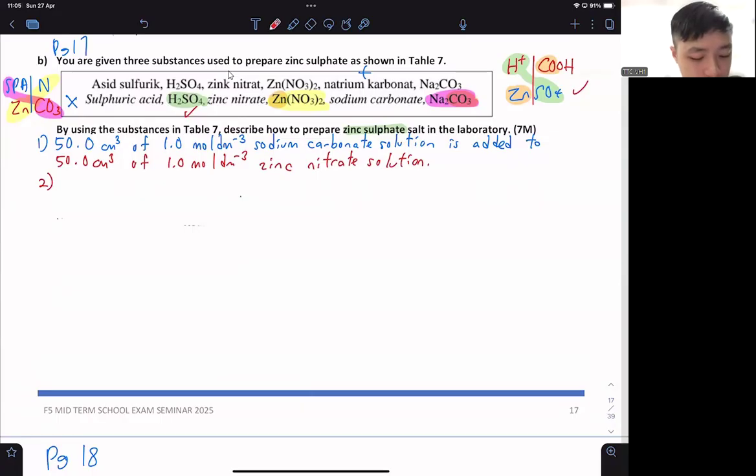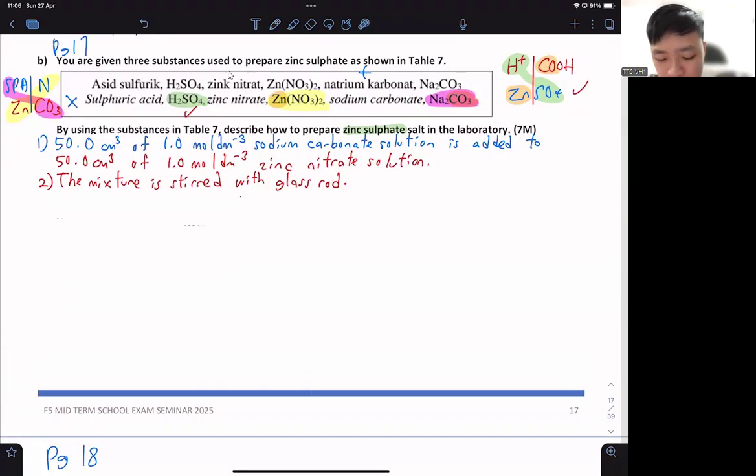And number two, the mixture. You have to stir, right? When you put inside the same beaker, you have to stir. Then the mixture is stirred with glass rod. Then after that you get the zinc carbonate.